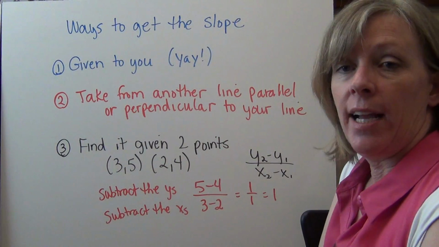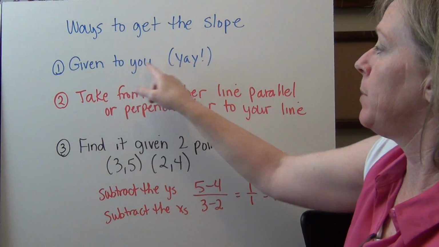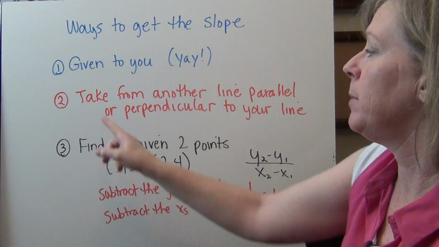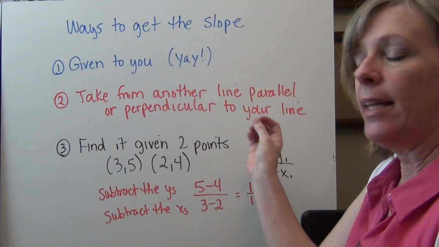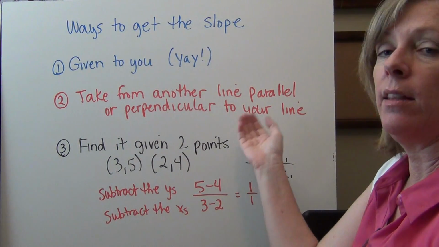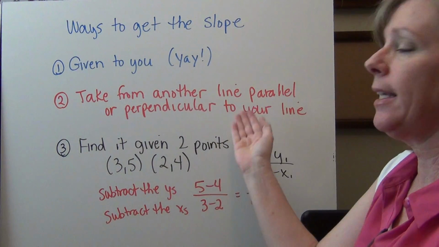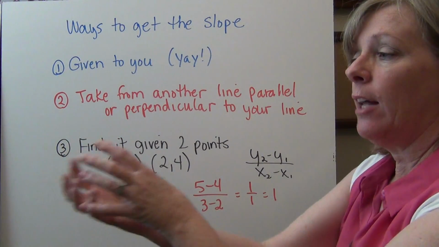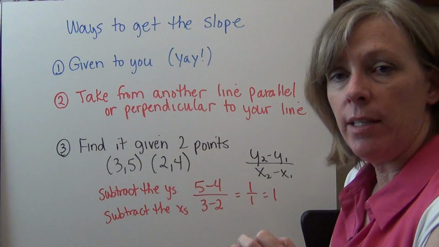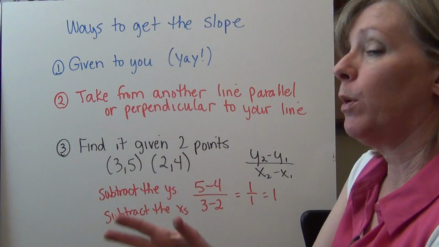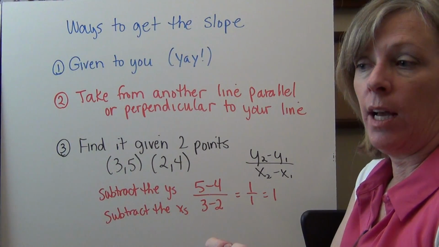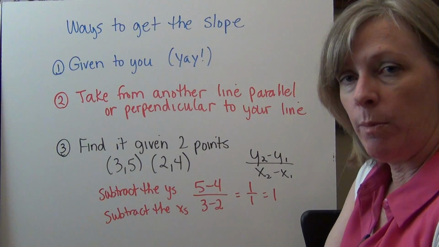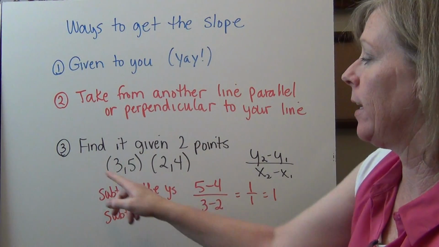First off, find the slope. Sometimes it's given to you, like in that last problem, and then you don't have to do anything. Sometimes they give you another line, and you're going to take your slope from that line, parallel or perpendicular to your line. If it's parallel, I'll just take the same slope exactly the way it is and make no changes. If it's perpendicular, I'll take the slope out of the other line, flip it, and change the sign on it, and now I'll have the slope for my new line. So that's one way of getting it.